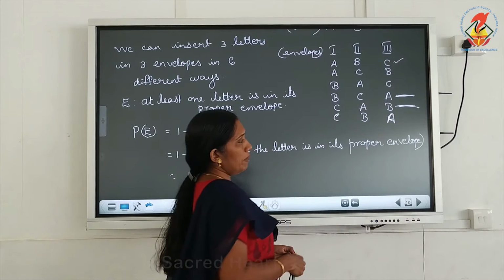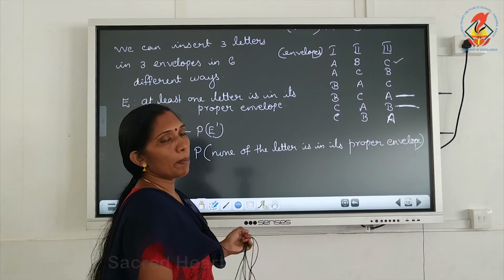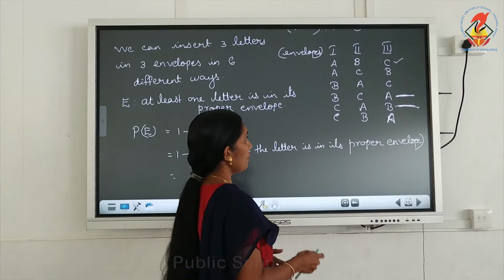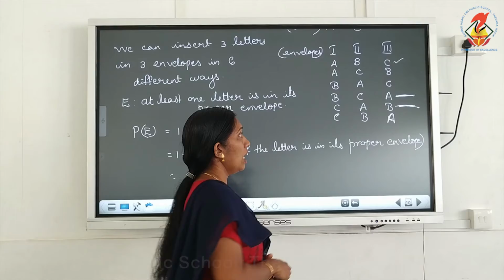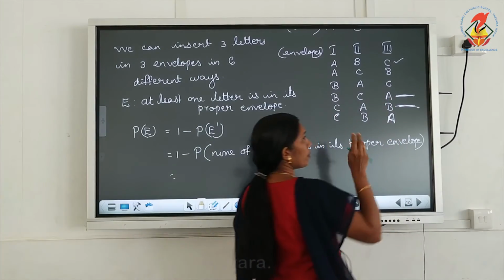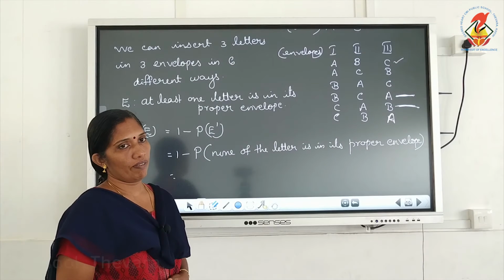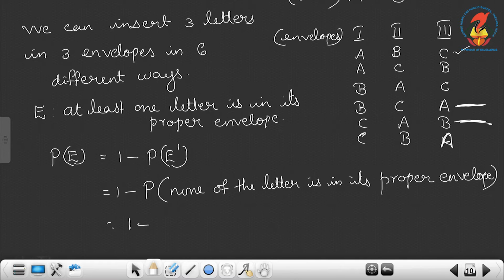Okay, what about CBA? B is in the proper envelope, so that we can't take. So how many favorable cases, children? Favorable cases means none of the letters in its proper envelope. So how many favorable cases? 2. 2 out of 6. So 1 minus 1 by 3, that's equal to 2 by 3.